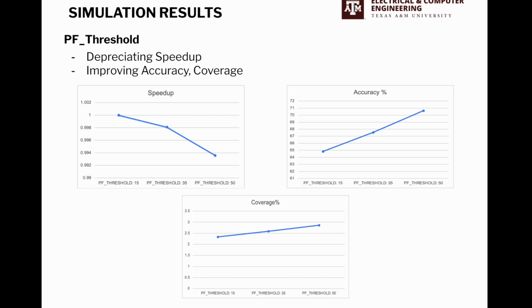The speedup here is with respect to the existing SPP implementation. As we can see, there is a negligible variation in speedup, but it is definitely not getting any better with the increasing threshold value. And the accuracy is increasing with increasing PF threshold value. This is because increasing the PF threshold value makes the prefetcher more conservative. It reduces unnecessary prefetches and potential cache pollution at the cost of missing some prefetch opportunities. This is the reason why we can observe here that the coverage has also not changed significantly.